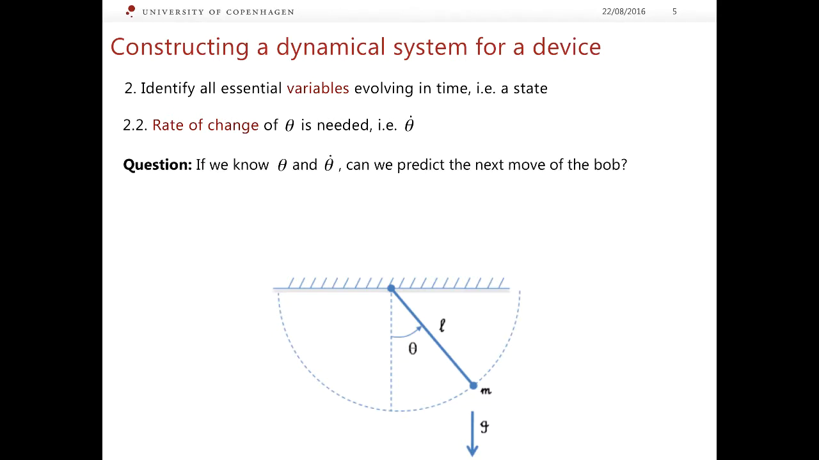If we know two values at the same time, the angle and how quickly it changes, in fact, we should be able to predict the next move of the bob. For example, if the rate of change, if this velocity of theta is positive, the angle theta increases. If it is negative, the angle theta is going to decrease. And we will also know how quickly this is going to happen. So yes, it seems that in the first approximation, a combination of theta and theta dot should be enough to describe the state of our pendulum. So our state vector is formed.